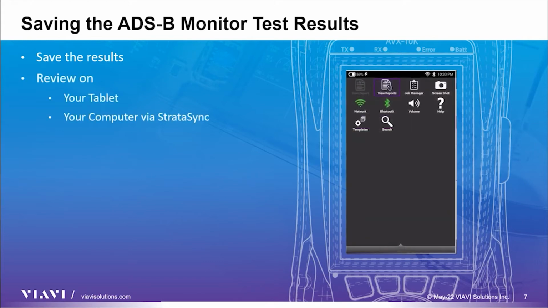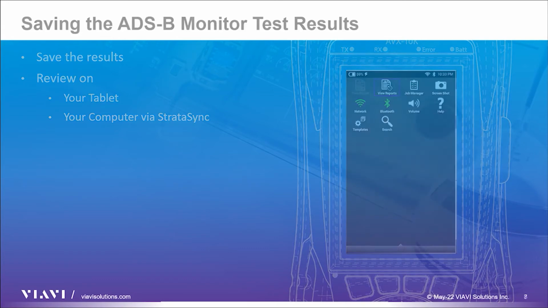Users can view the test report locally by pulling down the system tray and clicking on View Reports. Test reports can also be saved or transferred to a USB drive or transferred to Strata Sync.